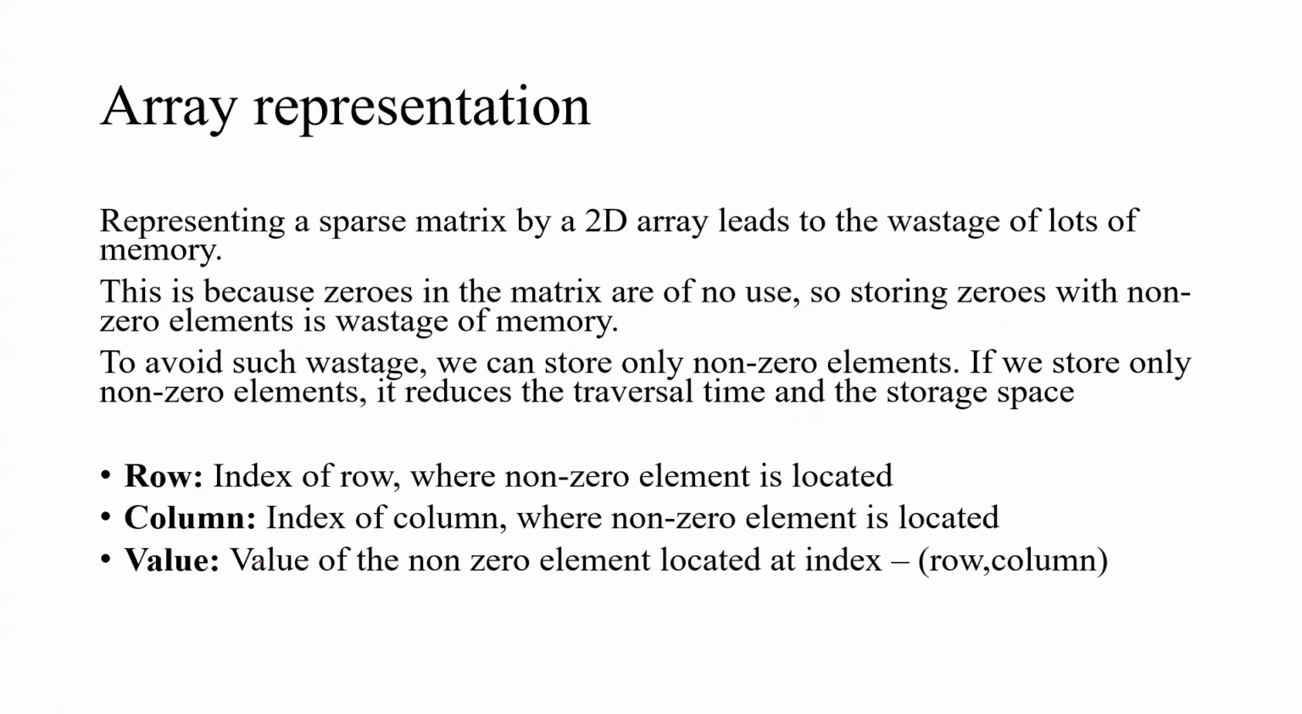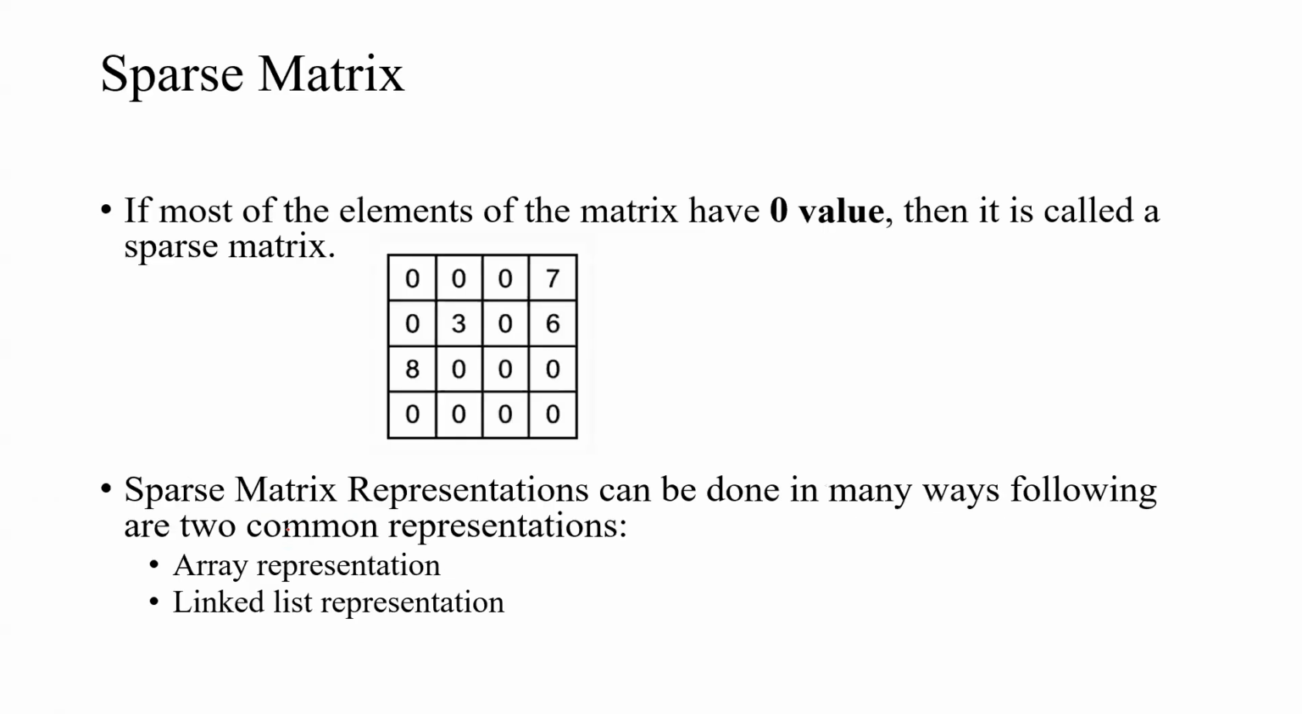So how do we represent the 2D array in 1D array form? Here you can see three values. Here we are representing row, column, and value. Row means the index of the row where our element is present, and column is also an index because it's a 2D matrix. Let's suppose the same example we discussed in the last slide.